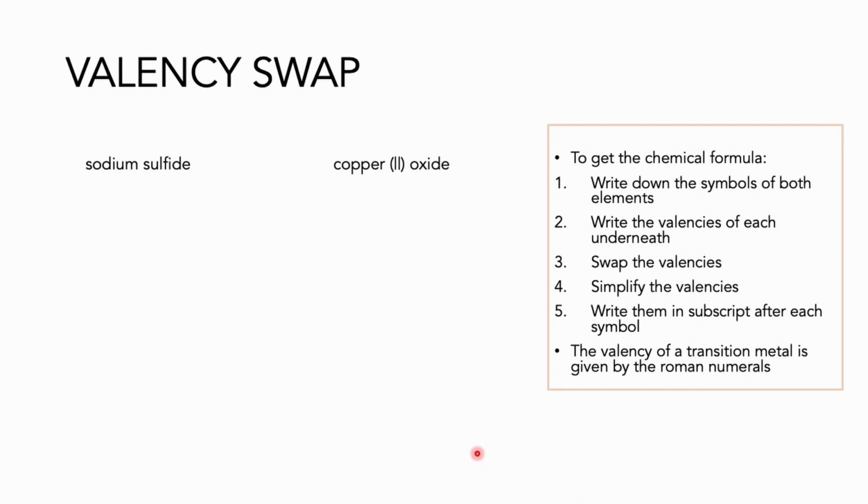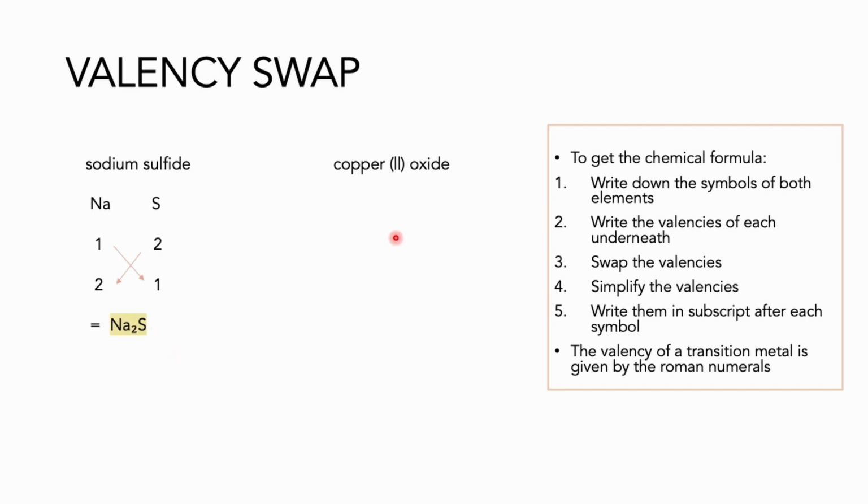Valency swap is the method used for working out the chemical formula of compounds that contain metals and nonmetals. So step 1, you'll write down the symbols for both elements. Then you'll put down the valency of each under the symbol. Then you'll swap the valencies, this is important. At this stage you will then simplify these numbers if it's possible, and that's why this method is also called swap and drop sometimes. Then you'll write the new valencies in subscript after the symbols to get the formula.